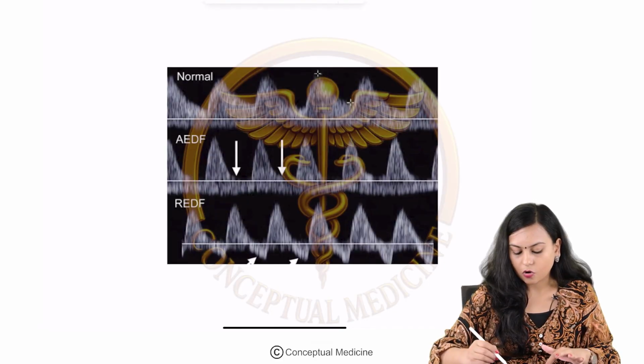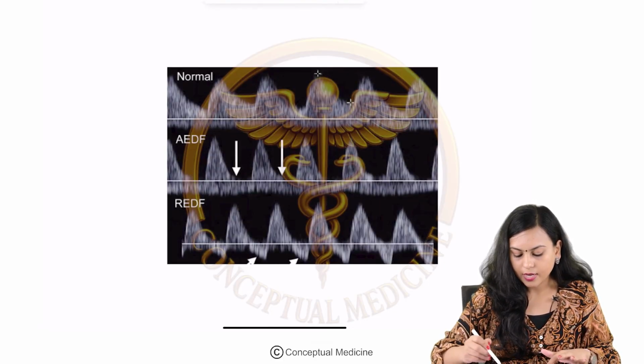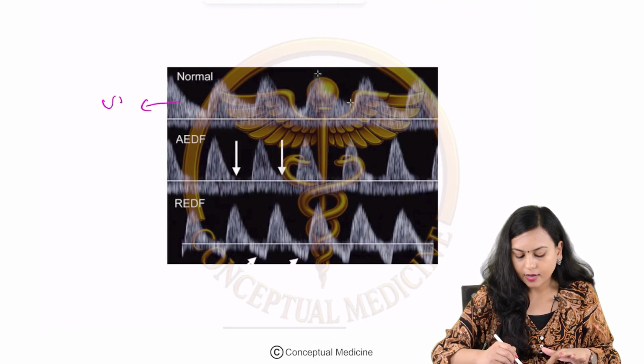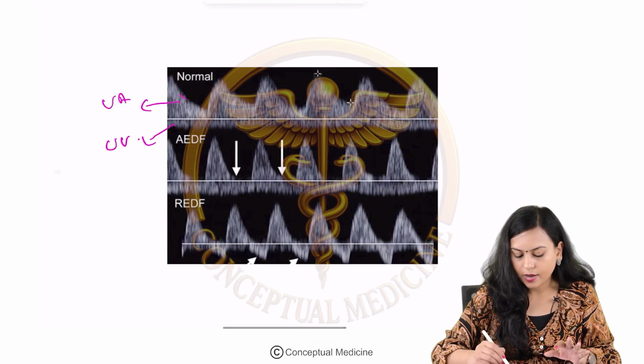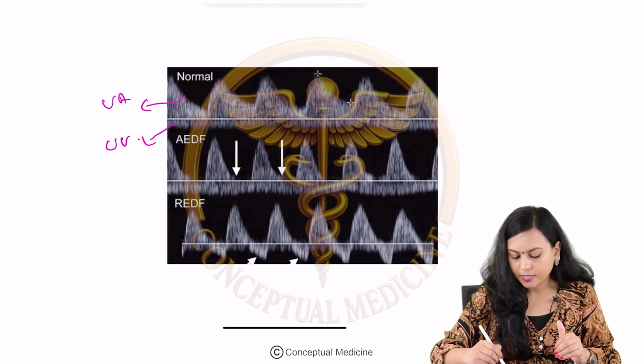Now, you see this is the normal umbilical artery Doppler. So, this is the umbilical artery and this is the umbilical vein flow. Now, this is a normal one. So, you have a sawtooth appearance and here you have a continuous flow. Now, this is absent end diastolic flow.